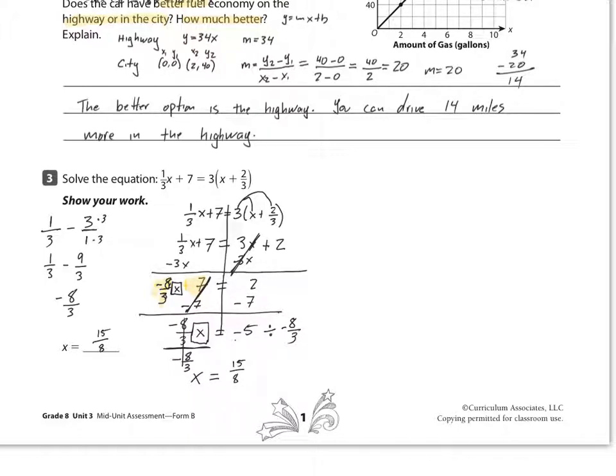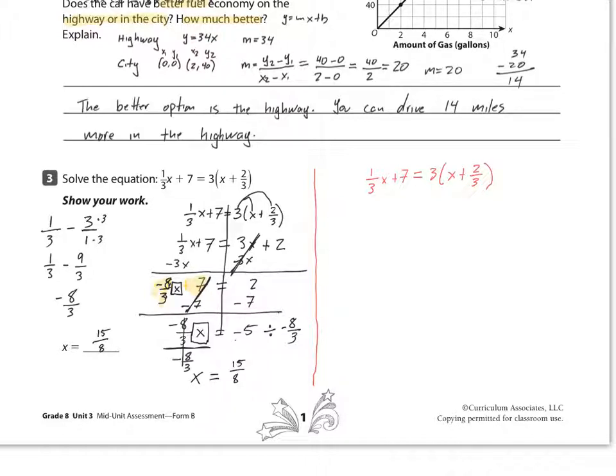All right, another way to do this problem, I'm going to just draw a line so you see that there's 2 ways to solve the same problem. If you need more space, do it in your notebook. We're going to rewrite the problem. 1/3 x plus 7 equals 3 times (x plus 2 over 3).